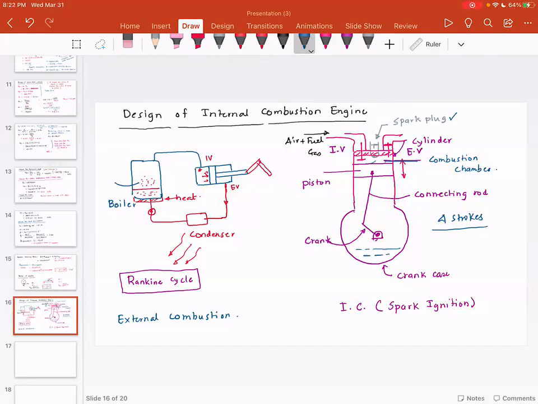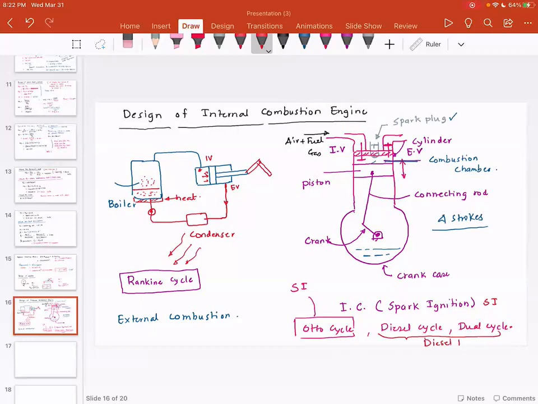So I just want you at this point to understand the difference between the external combustion engine and the internal combustion engine. Internal combustion engines do not operate on the Rankine cycle. They operate on the Otto cycle, diesel cycle, or dual cycle. The Otto cycle is used for spark ignition engines, called SI engines. The diesel cycle and dual cycle are used for diesel engines. Diesel engines are called compression ignition engines, so CI engines. And in a moment, I'll talk about the differences between the spark ignition engine and the compression ignition engine.